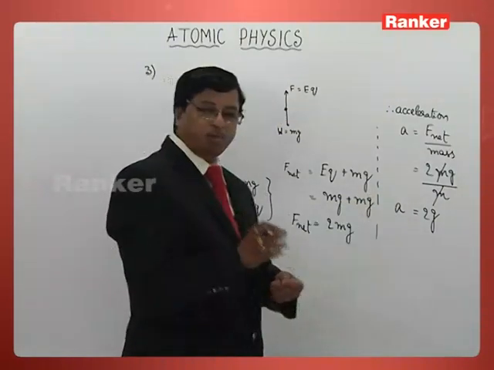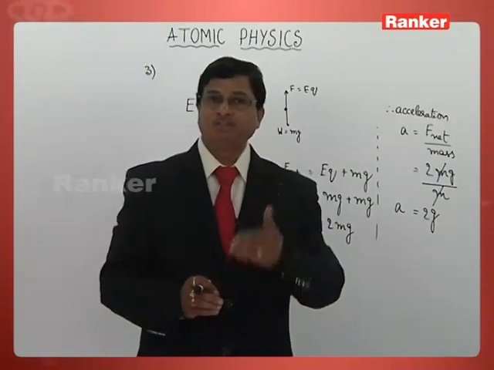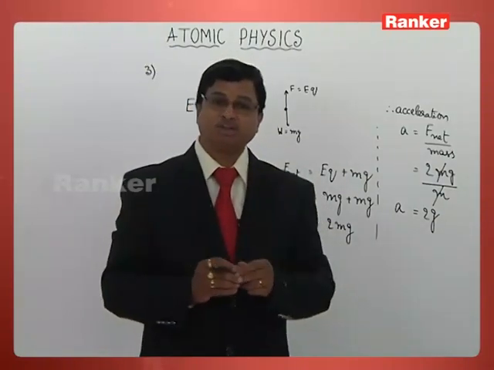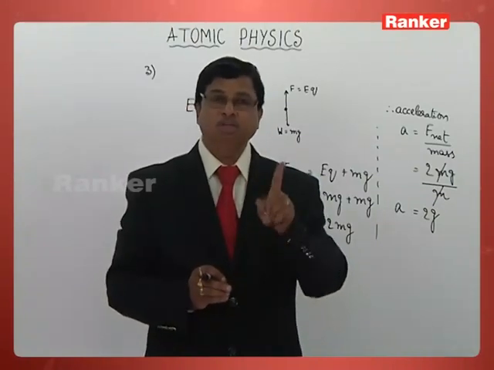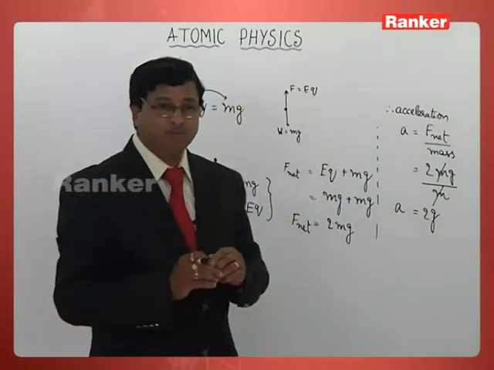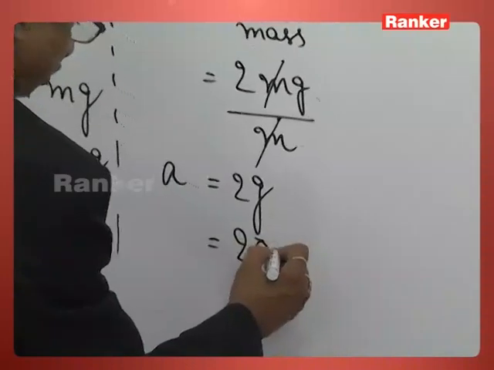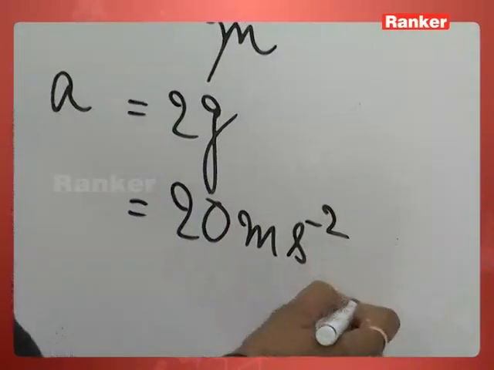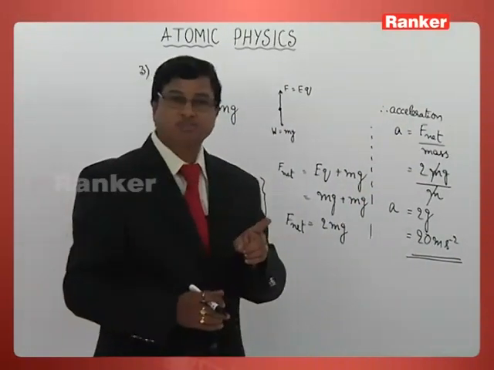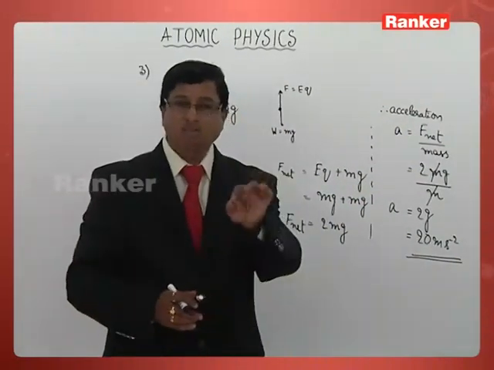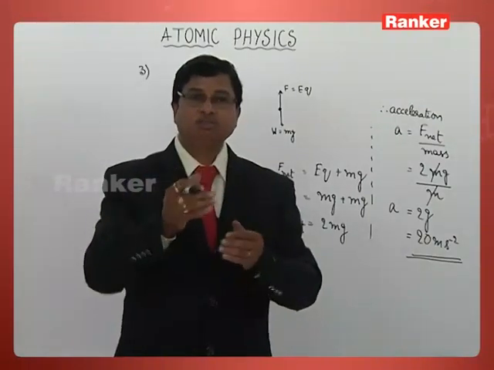But already in the problem he has mentioned the value of acceleration due to gravity. He is asking us to take its value as 10 meter per second square. Otherwise we have to take only 9.8 meter per second square. We all know that. Therefore, 2 times 10, you can directly write 20 meter per second square. That is the instantaneous acceleration of that particle when the polarity of the plates is interchanged.